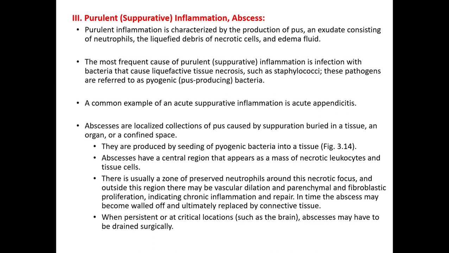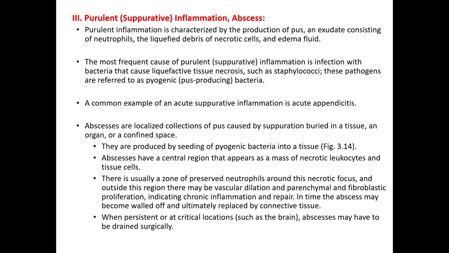A common example of acute suppurative inflammation is acute appendicitis. Abscesses are localized collections of pus caused by suppuration, buried in a tissue or an organ, or in a confined space. They are produced by seeding of pyogenic bacteria into the tissue.